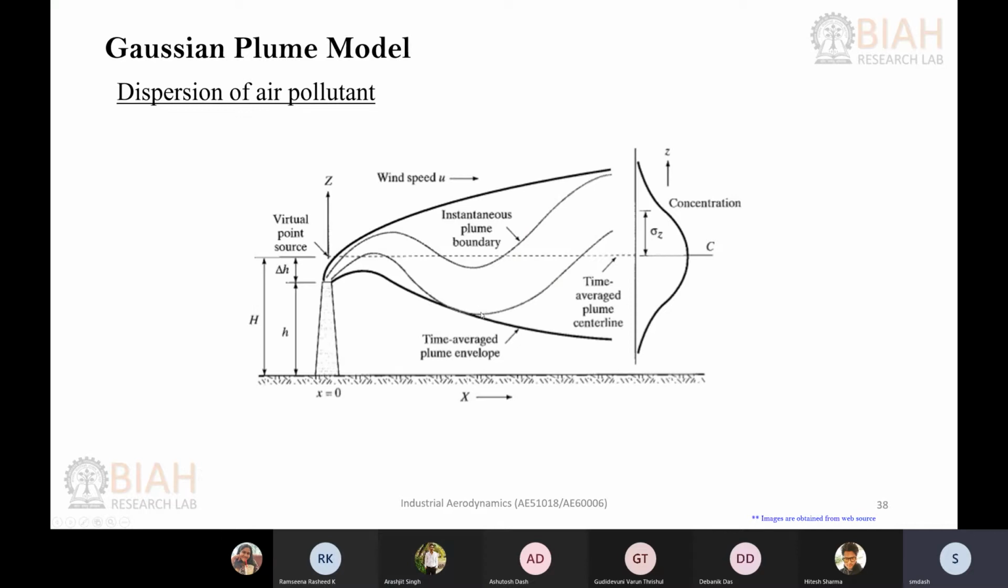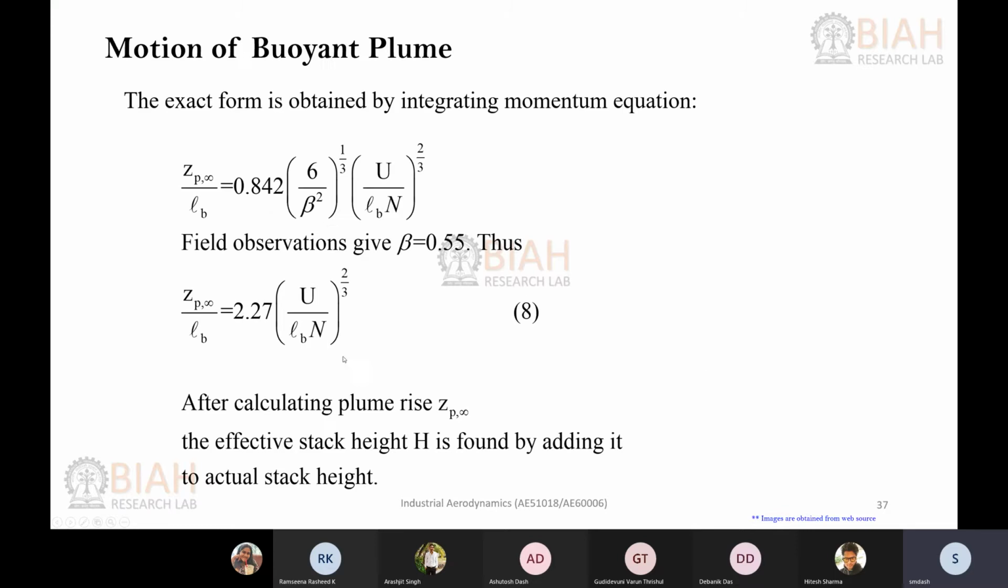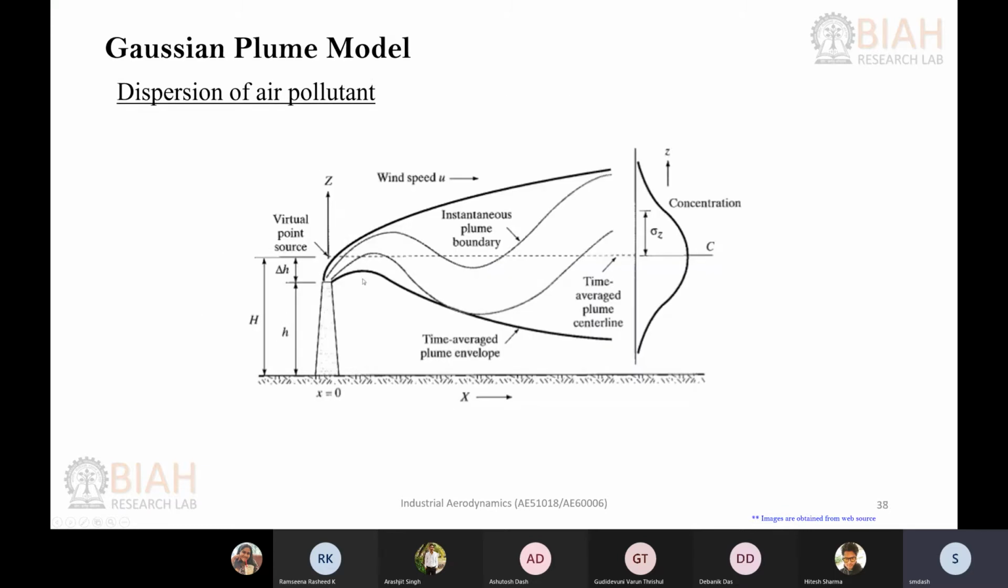So in general, what you see here is a schematic of the plume condition. This is your stack height h, and delta h is your plume rise, which previously I said was zp infinity. So it is the same thing, don't get confused. Delta h is your plume rise height, and h is your effective height, which is h plus delta h basically.